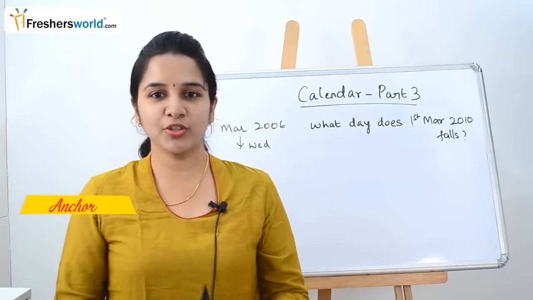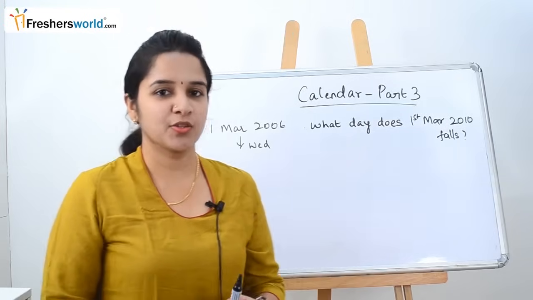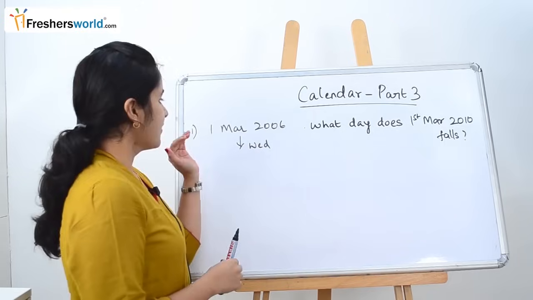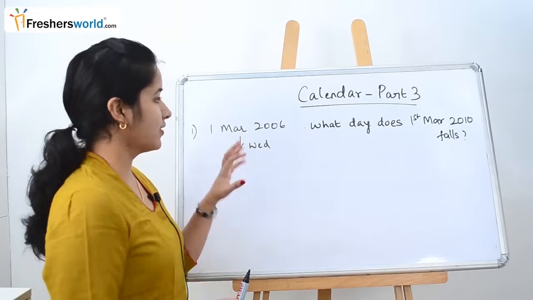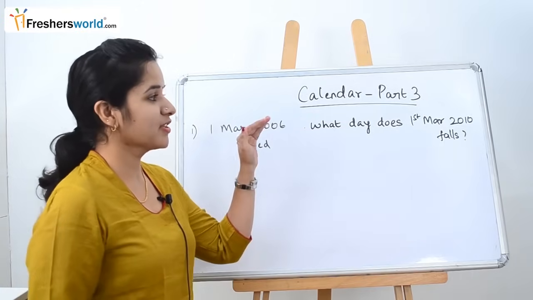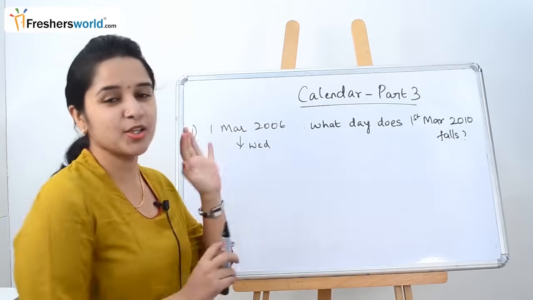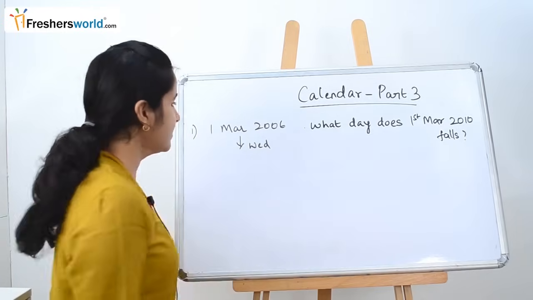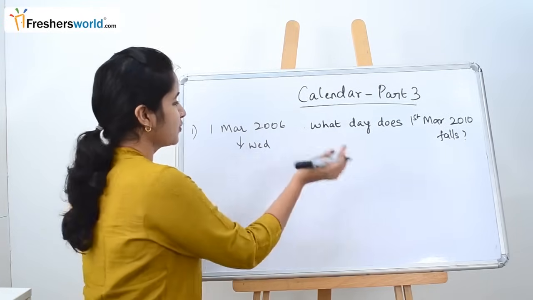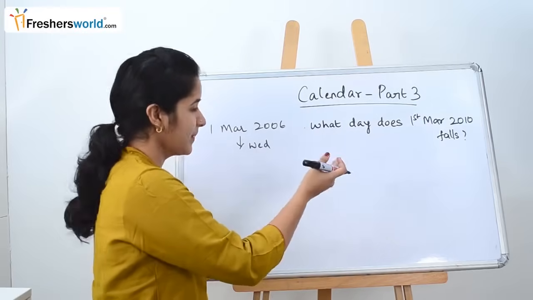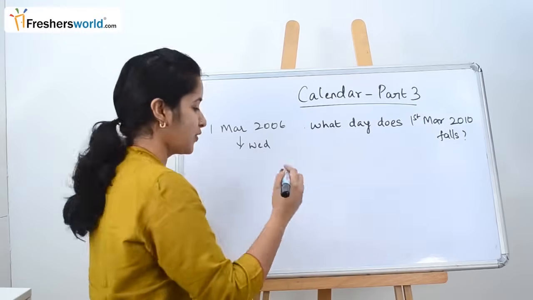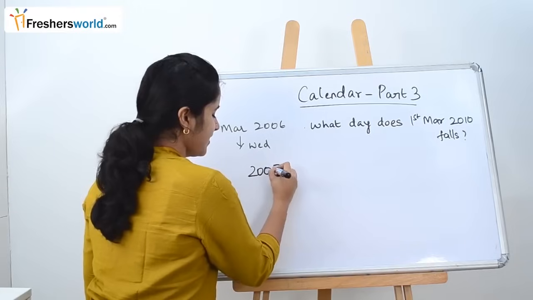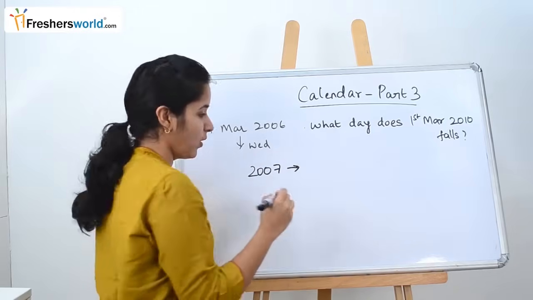The topic that we are going to look at today is calendar part 3. The first question is: 1st March 2006 falls on a Wednesday. What day does 1st March 2010 fall on? So this is the question they have asked. How to solve this? We know it's 1st March 2006, so it has crossed Feb. So we will start counting from 2007. 2007 is not a leap year, so it will have one odd day.